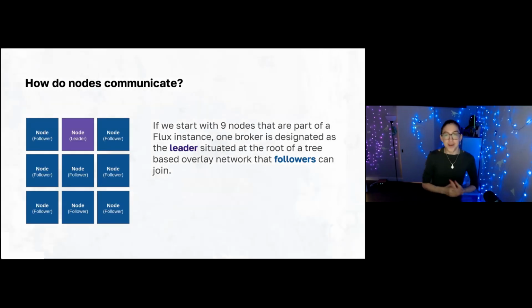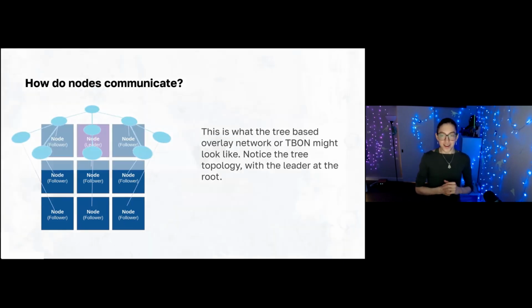Alrighty, so how do the nodes communicate? Let's say that we have a 9-node cluster here. We have one leader, the lead broker, which is the one in purple. It's situated at the root of a tree with some kind of topology, under a tree-based overlay network. We call this a T-bond, or as I like to call it, the T-bone. And the followers basically join the leader. Here is an illustration of that T-bone. I made this graphic years ago, and I'm still probably more proud of it than I should be.